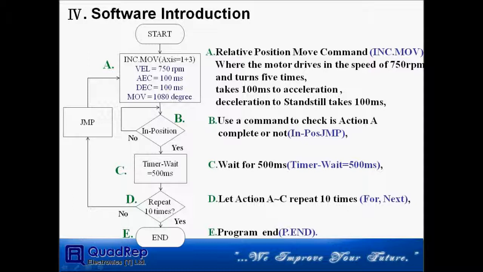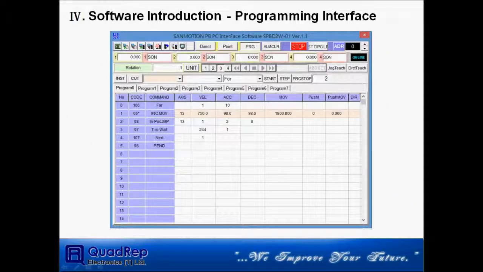Then we wait for 500 milliseconds after the motor stops. A loop counter will be set to repeat both actions for 10 times. According to the work we talked about before, we program all the parameters and functions on this software. Last, demo video. The first video shows the motion we mentioned before.